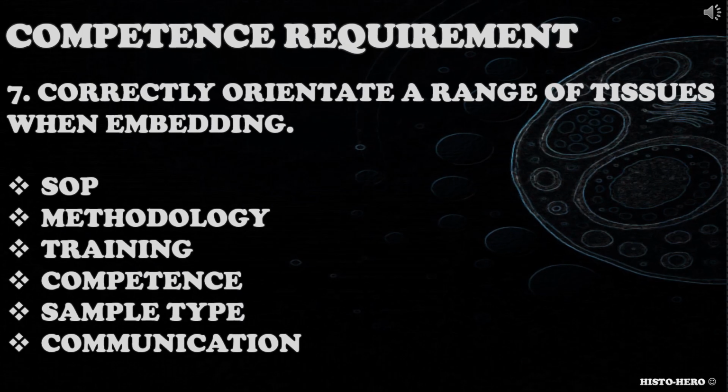The seventh competence requirement is for you to correctly orientate a range of tissues when embedding. Can you correctly orientate a range of tissues when embedding? What tissue types require special attention during embedding and why? Consider SOPs, methodology used, training, competence, sample types that require orientation, communication regarding orientation, and so on.